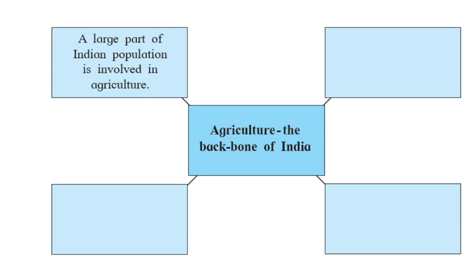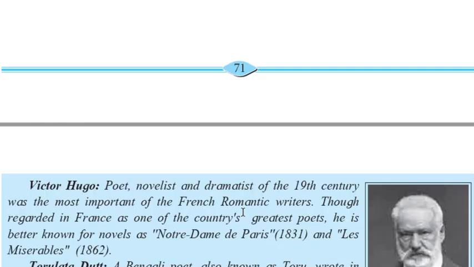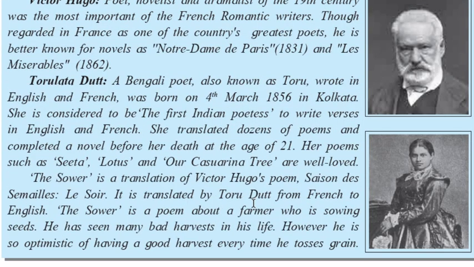If there is agriculture, employment will come, and after that you get money from it. That's why agriculture is the backbone of our India. So these are my points. You can add your own points.